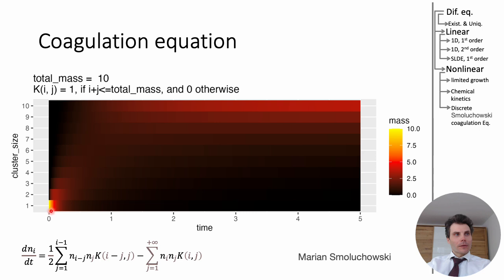Then, pretty soon, the clusters of size 2 appear and they take some mass from the monomers. And further, the clustering propagates until at some point the majority of mass is concentrated in the cluster of size 10. However, we can notice here that the mass concentrated in the clusters of size 10 is not 10 itself. It's not the total mass, meaning that there is less than one cluster of size 10 in the system according to this equation. Again, the count of clusters is continuous. It doesn't have to be integer.